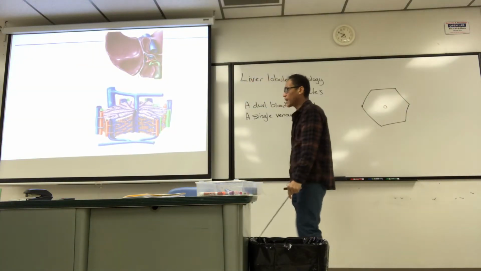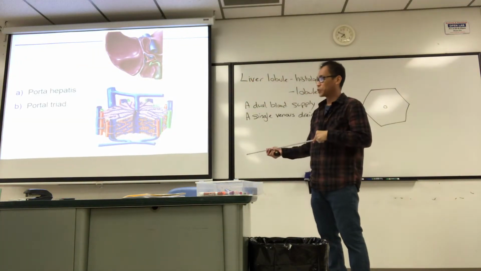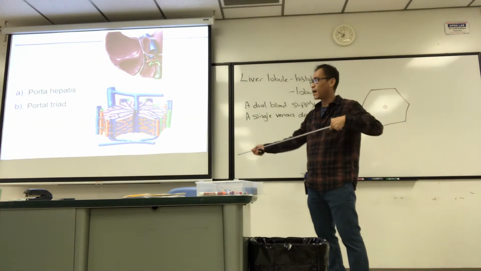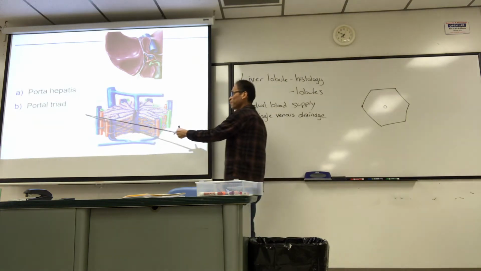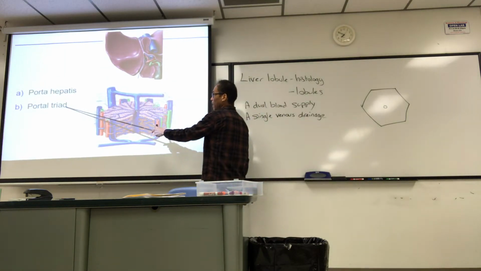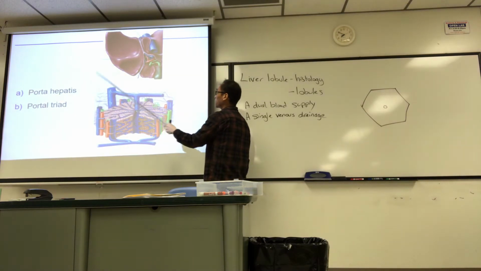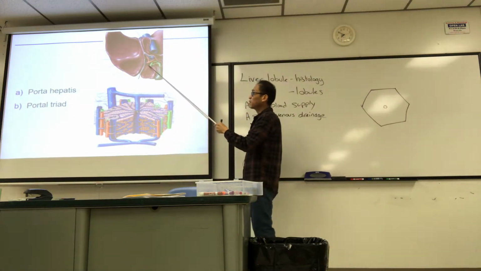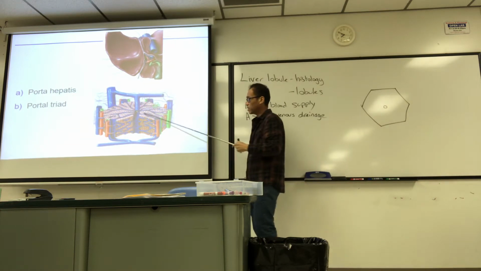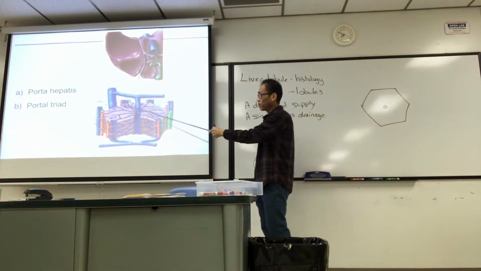The portal triad, I usually have to use pictures to teach what's in the portal triad. Because triad implies how many things? Three. And those three things are all branches of the contents of the porta hepatis, which are bile duct, proper hepatic artery, portal vein. And we see those branches on each corner there of the liver lobule.